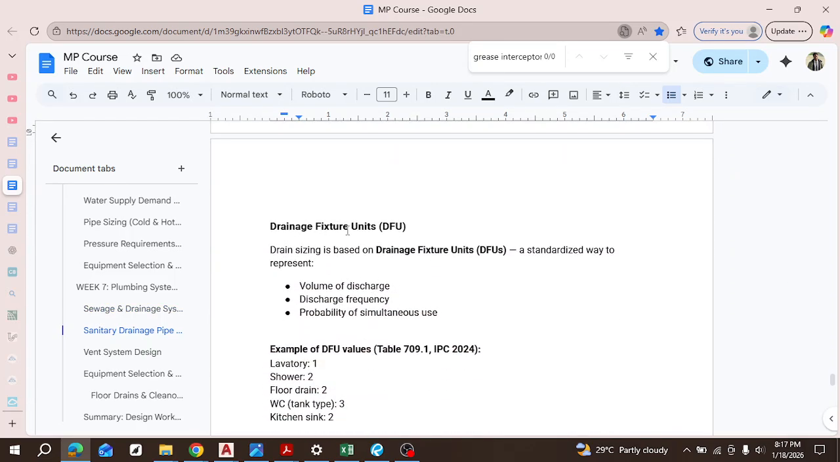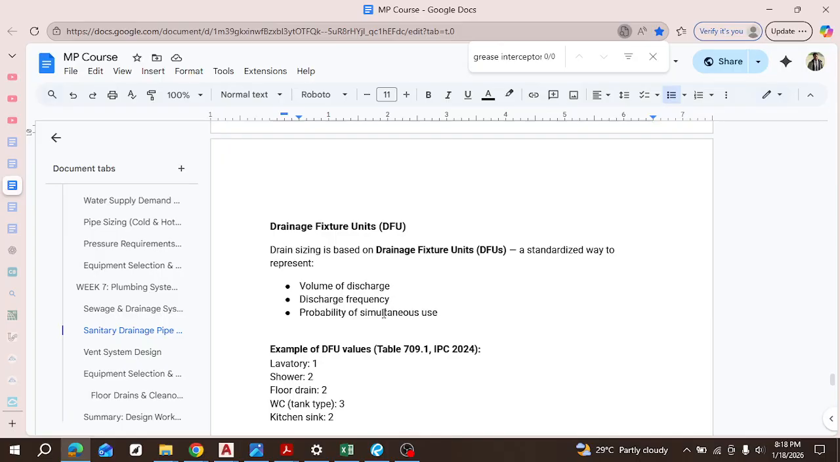So let's talk about DFUs. If you remember, when we talked about water supply, we came across WSFUs, which has to do with the water supply fixture unit. So this one now is the drainage fixture unit, and it basically represents the volume of discharge from a fixture on the total sanitary system. Then the discharge frequency, how often that discharge takes place, and then the probability of simultaneous use, right?